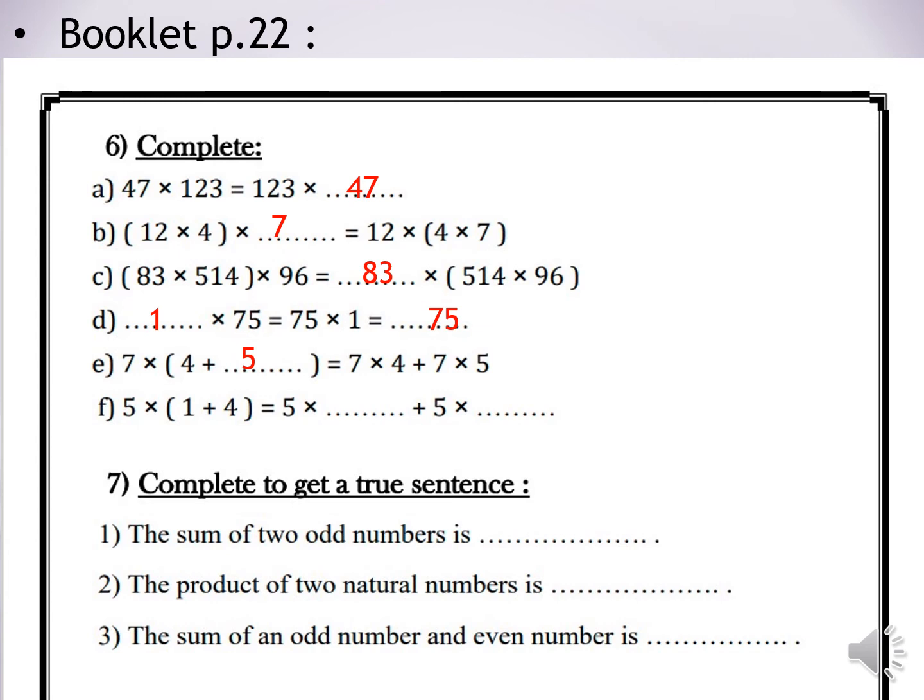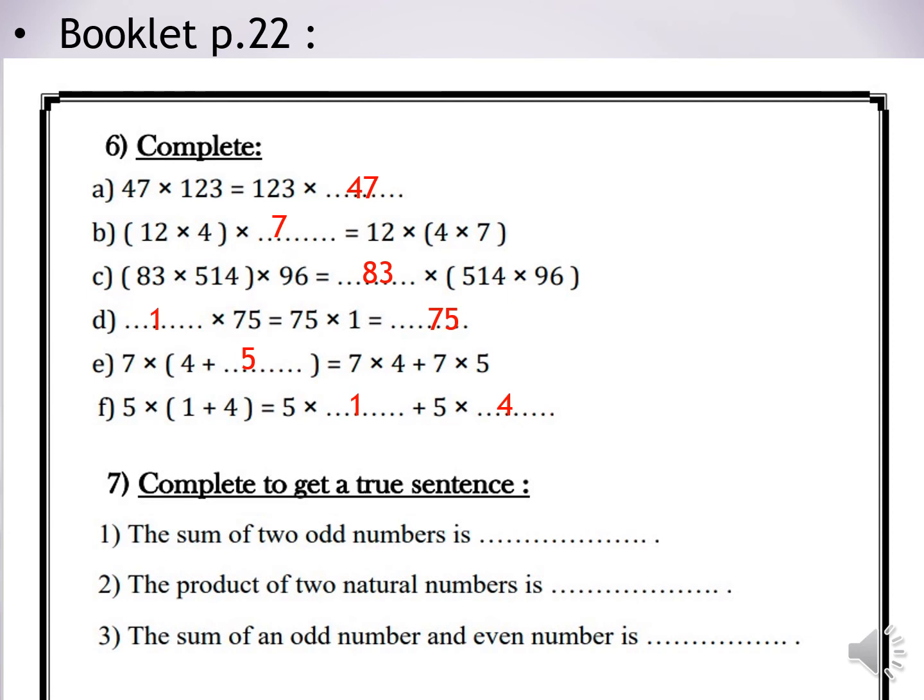In letter F, 5 times (1 plus 4) equals 5 times what plus 5 times what. Here again I have a distributive property because I have multiplication and addition signs at the same time. So I will distribute: 5 multiply 1, this is the first number, and then plus 5 multiply 4, this is the second number.